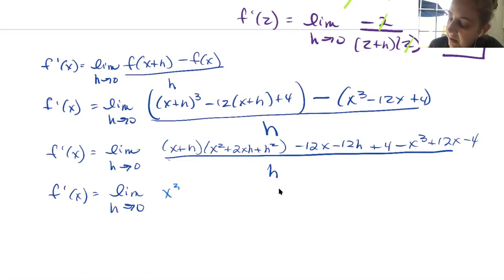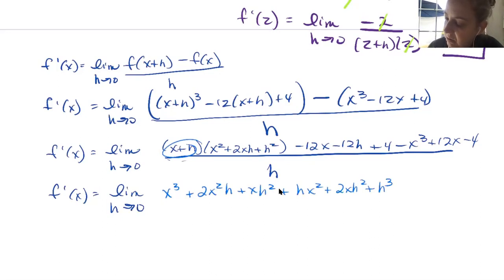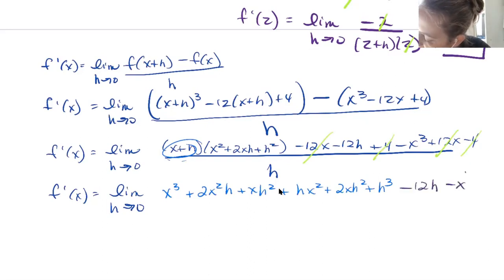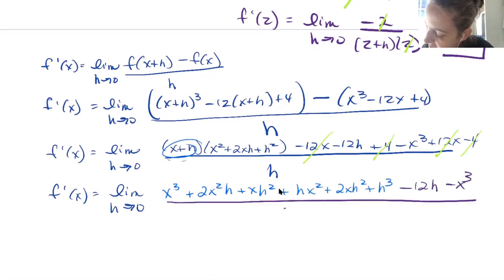So this is x cubed. I'm going to distribute this, by the way, plus 2x squared h plus xh squared plus, now I'm going to distribute the h through, hx squared plus 2xh squared plus h cubed. Yikes, all of that is FOILing that out. Now, just to save myself some space, I think I have a negative 12x cancels with a positive 12x. I have a positive 4 cancels with a negative 4. That'll save me a little bit of writing. Minus 12h minus x cubed all over h.